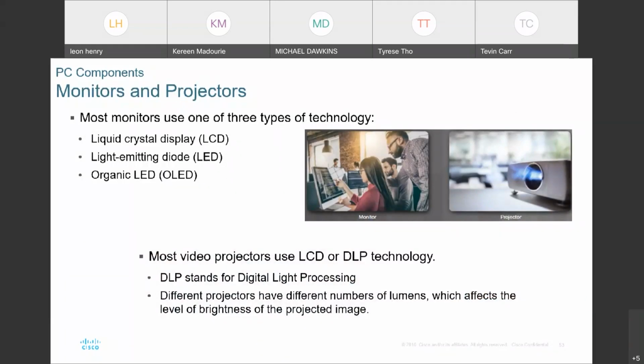Monitors and projectors use one of the three types of technology that we are most commonly used to as output devices. The technologies we know of currently are LCD, which is liquid crystal display, LED, light emitting diode, and OLED, organic LED. Those are the most popular technologies in use right now. Sorry, before that we had the CRT. Can anybody tell me what CRT stands for?